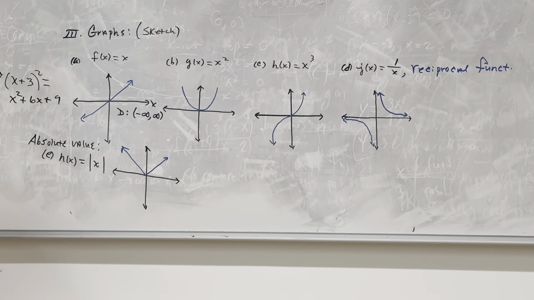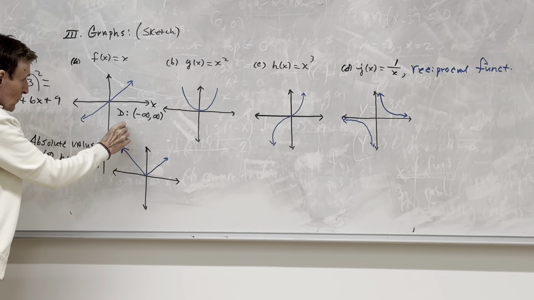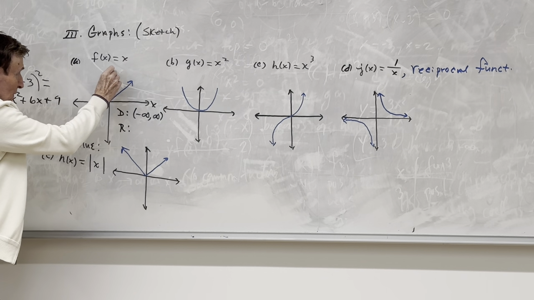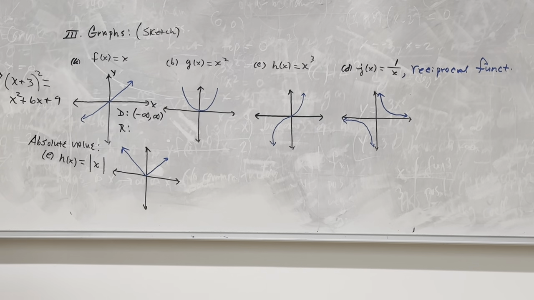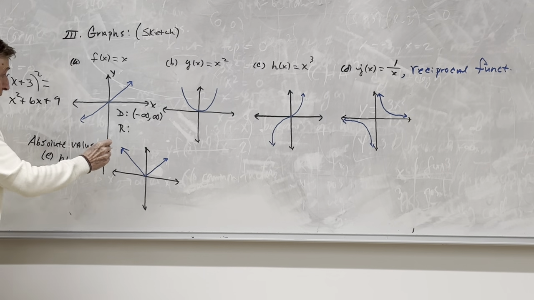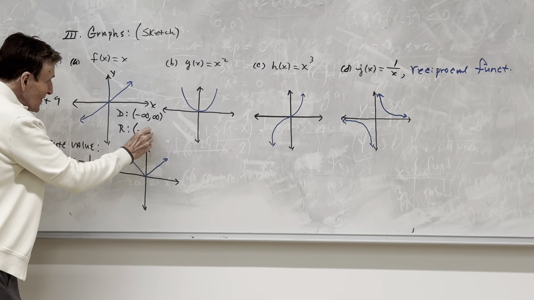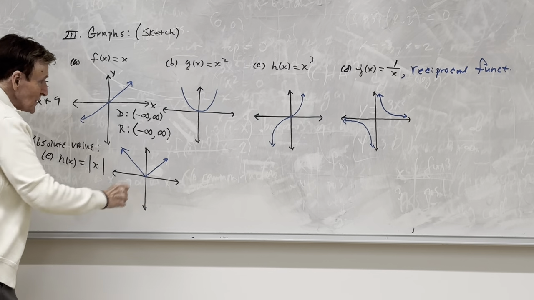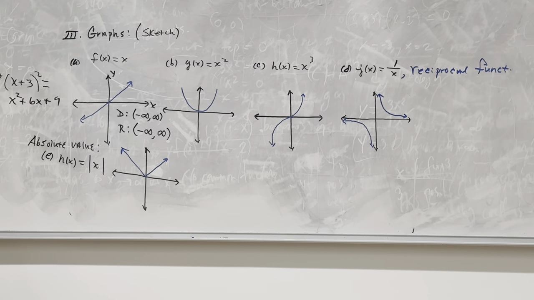Now the range. The range is not the x's, it's the y's. Let me label this as y here. Now it's the up and down. How would you describe this graph as the up and down? How far up is it going? I see the arrows. And how far down is it going? Negative infinity through positive infinity again. It's rising and falling forever.